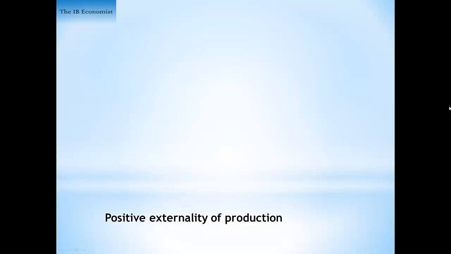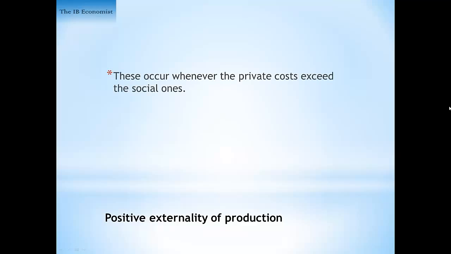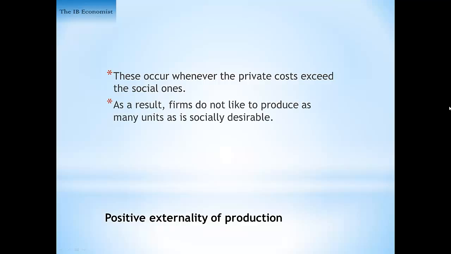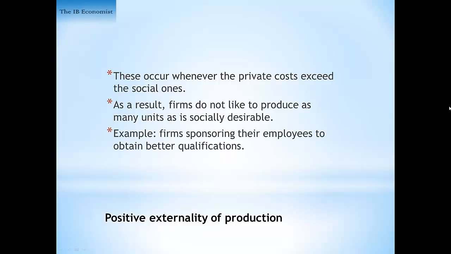Okay, let's have a look at positive externalities of production first. Now, like we said, these externalities occur whenever the private cost exceeds the social costs. As a result, firms do not like to produce as many units as is socially desirable. For example, sometimes firms do not like to sponsor their employees to obtain better qualifications because these firms are afraid that once their workers are better qualified, they would actually quit their jobs and move to another competitive firm which is willing to pay them a higher salary.